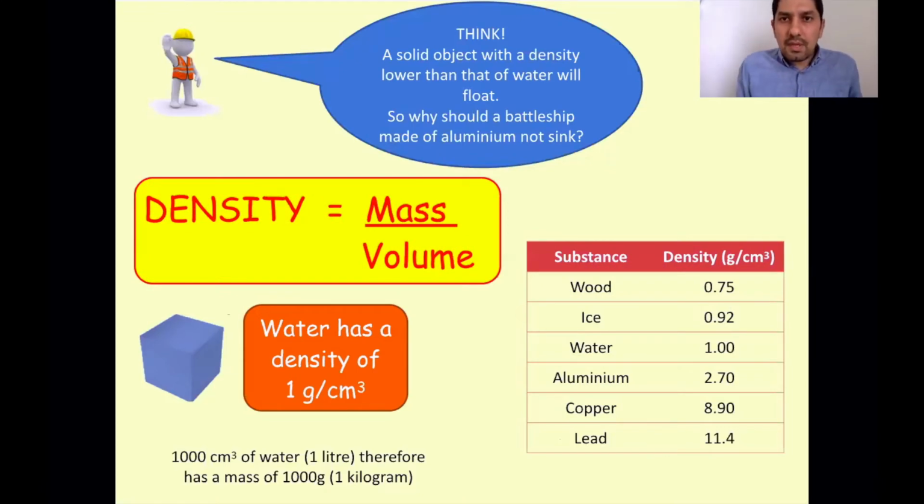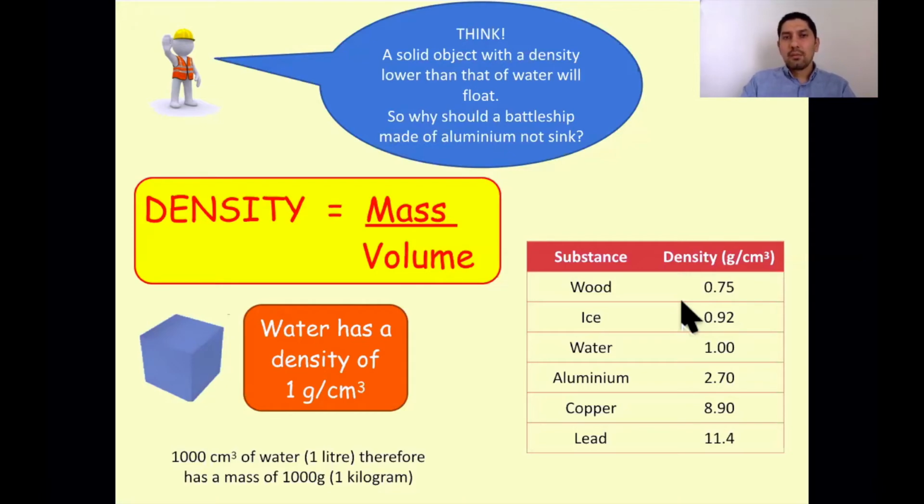A solid object with a density lower than that of water will float. So if we put wood on water, wood will float. Why? Because the density of wood is lower than water. Or ice is 0.9, water is 1, so ice will float. As you know from daily life, ice floats. So what do we understand from here? In liquids or gas, the lower density always goes up and the higher density goes down, sinks. Lower density will float.